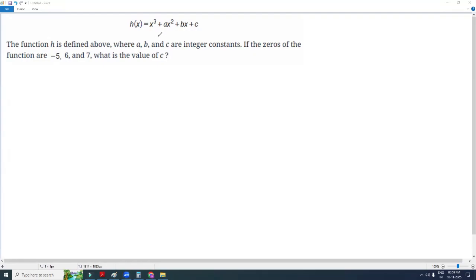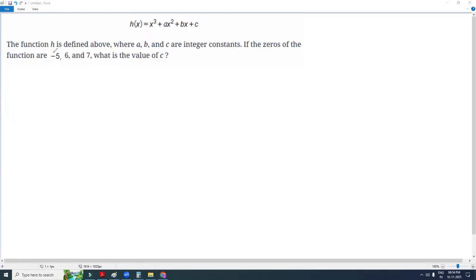h of x equals x cubed plus ax squared plus bx plus c. The function h is defined above, where a, b, and c are integer constants. If the zeros of the function are negative 5, 6, and 7, what is the value of c? So we have to find the value of the constant c in the given function.